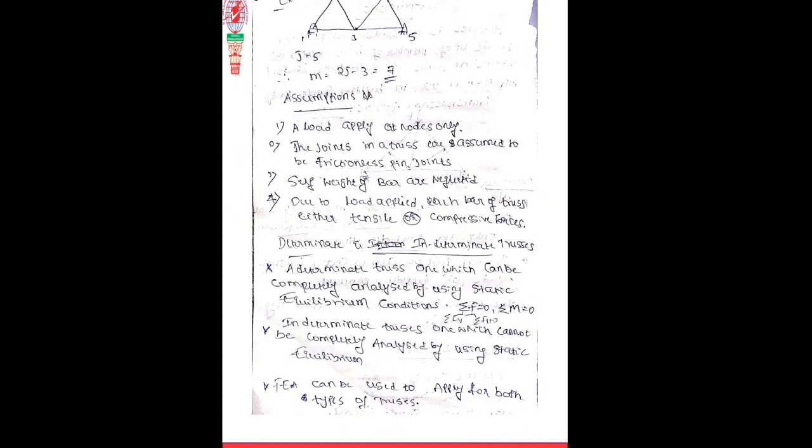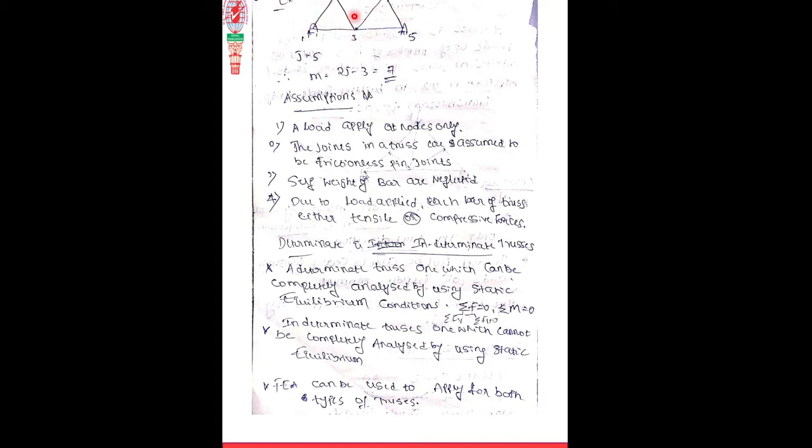For example, you can see here, how many joints are there in this truss? 1, 2, 3, 4, 5. Therefore, the number of bars becomes 2j minus 3, that is, we will get 7. Correct now?